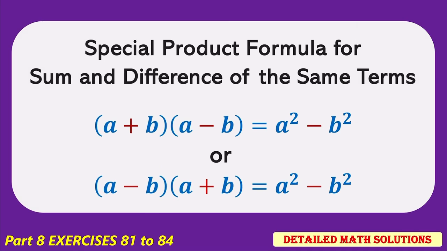To solve these exercises I'm going to use the special product formula for sum and difference of the same terms, which can be written as (a + b)(a - b) = a squared minus b squared, or as (a - b)(a + b) = a squared minus b squared.